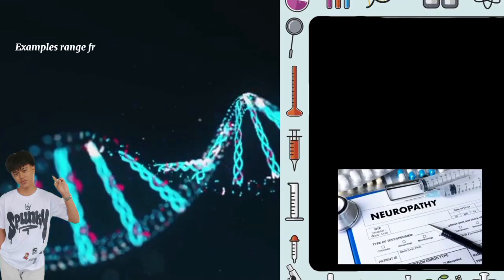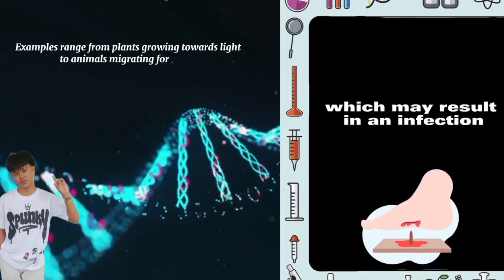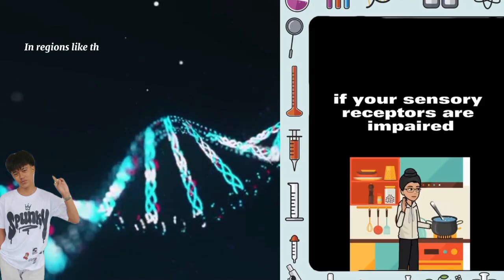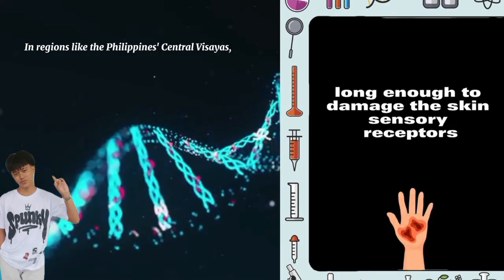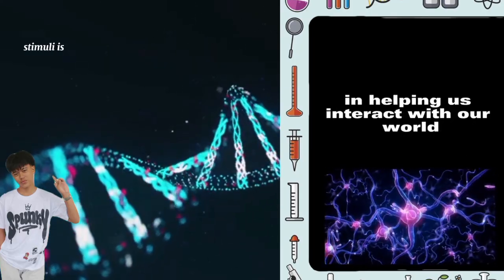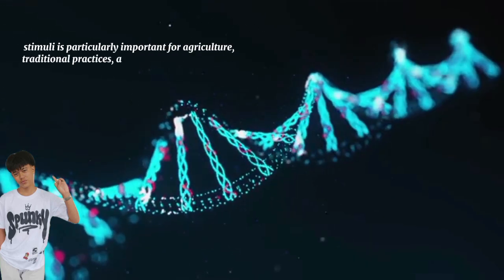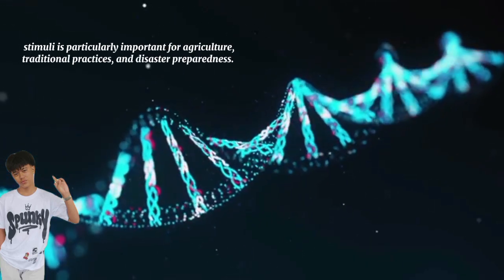Examples range from plants growing towards light to animals migrating for food. In regions like the Philippines, Central Visayas, understanding and responding to environmental stimuli is particularly important for agriculture, traditional practices, and disaster preparedness.